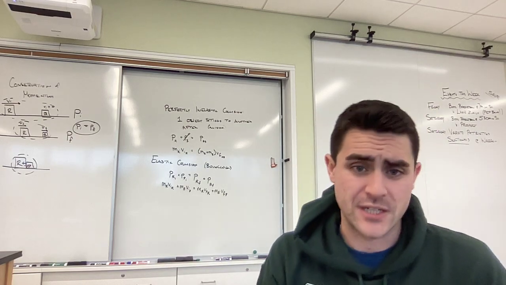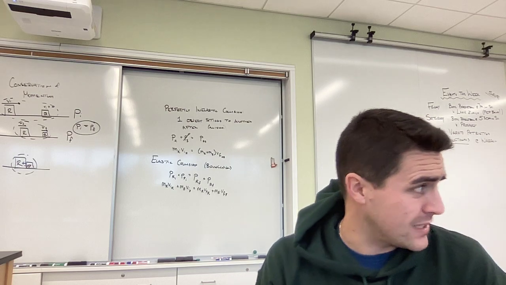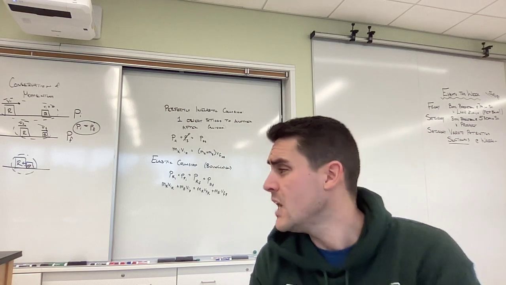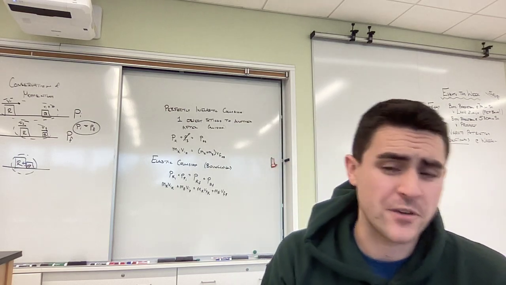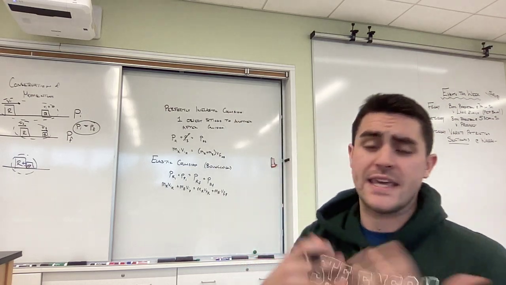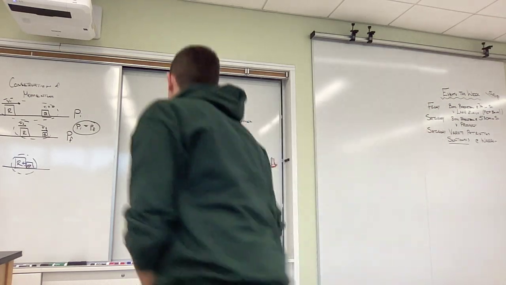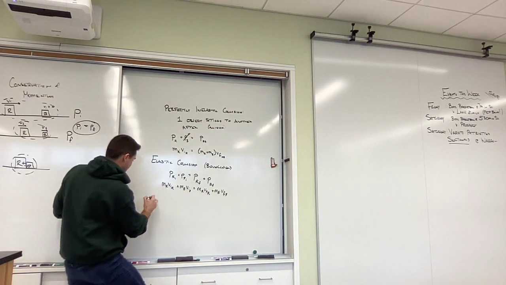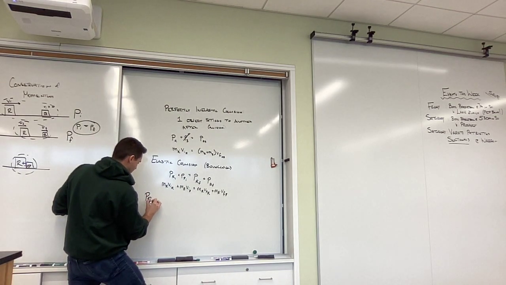Now, the weird thing about this is that this elastic collision is not perfectly elastic. In order for something to be perfectly elastic, we have a caveat, we have a rule. If something is going to be perfectly elastic, two things need to happen.